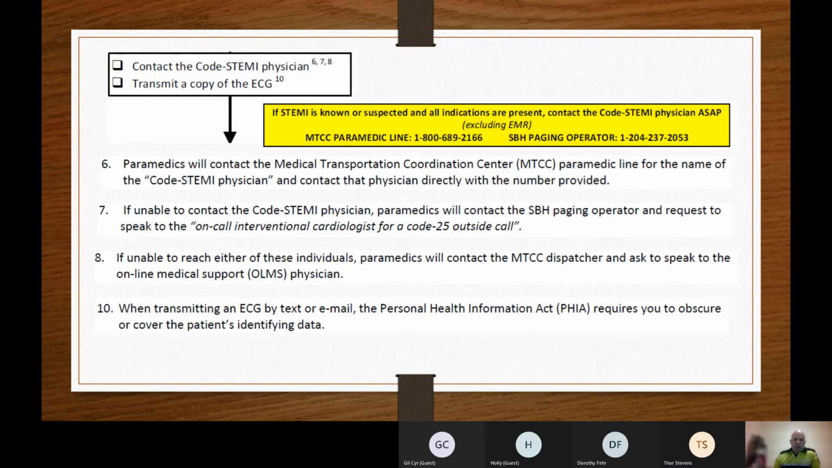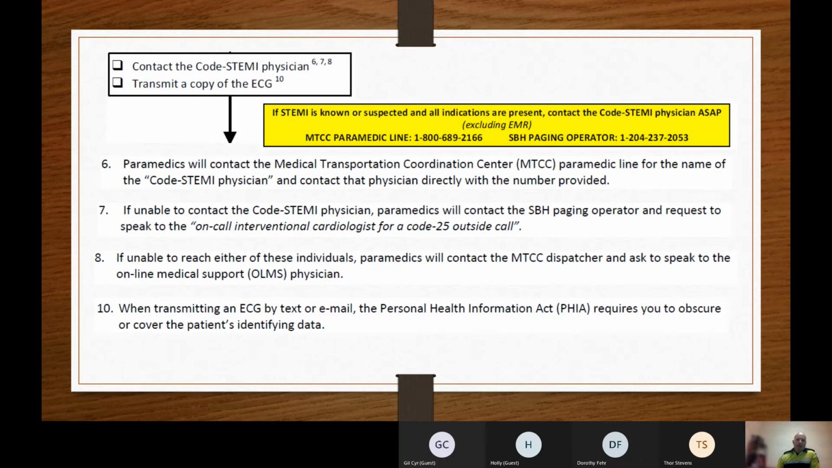Good times, right? So where do we get the number for that? It's in that yellow box right at the top of the care map. You've got the number for dispatch there. If you can't get a hold of the cardiologist because they're not answering their phone, we can contact the St. Boniface Hospital paging operator. And again, that number is right at the top of the care map. So if you're unable to get a hold of anybody, you can call dispatch and speak to online medical support and ask for direction.